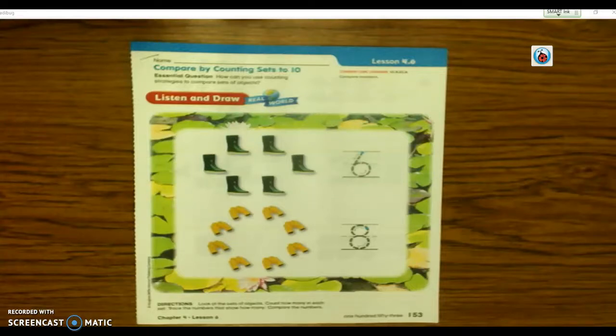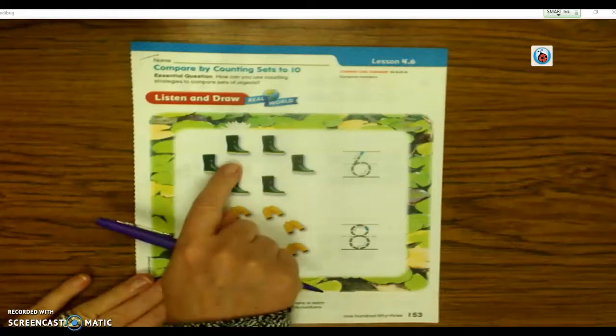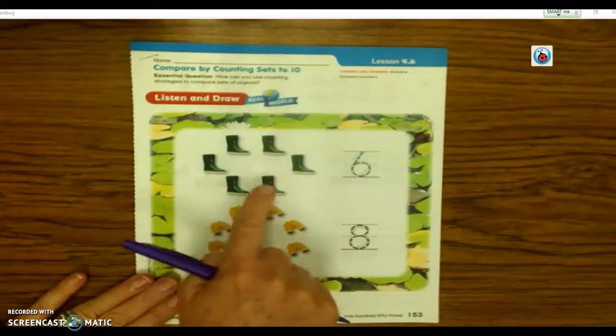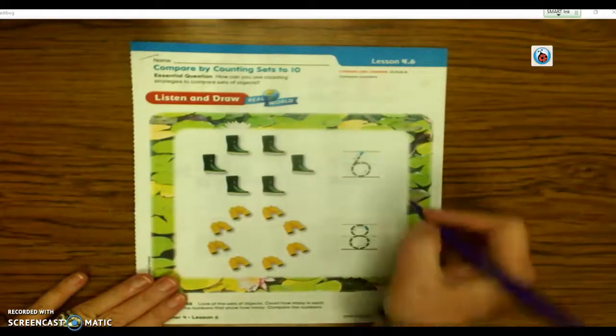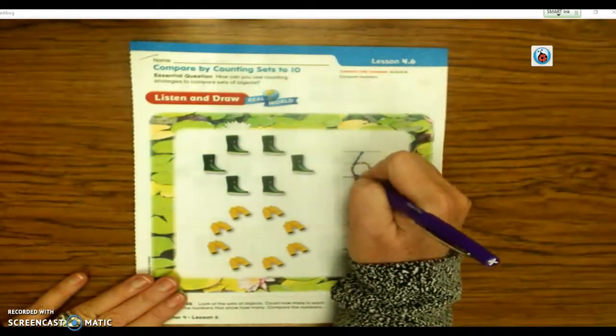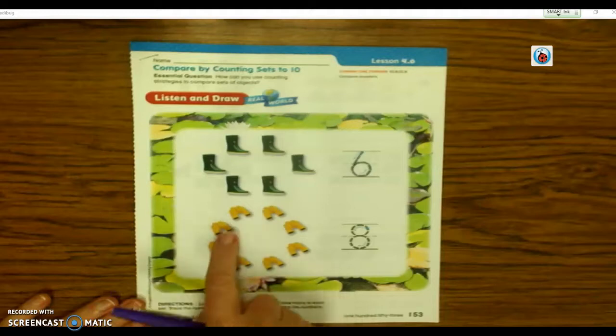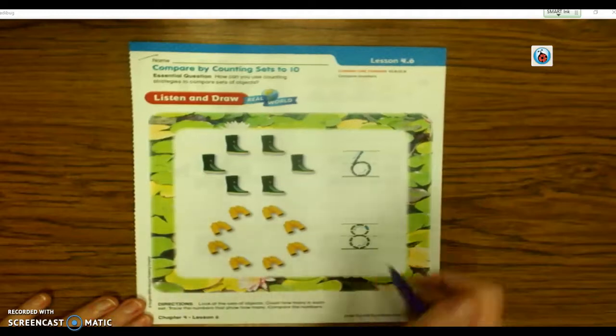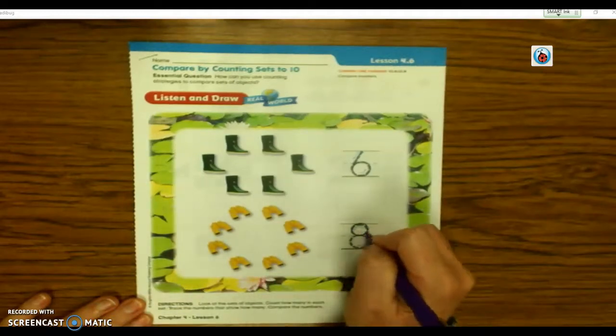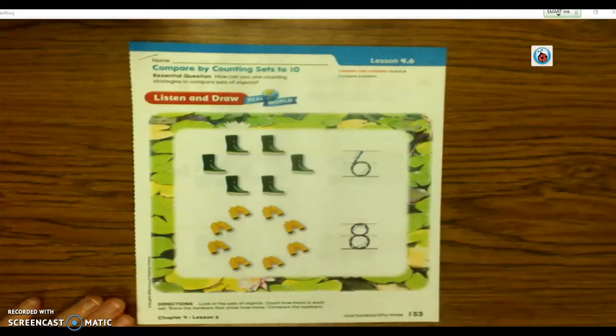All right, so they've done these first ones for us, so that makes it super easy. How many boots are there? 1, 2, 3, 4, 5, 6. They wrote a 6. We just need to trace it. How many binoculars are there? 1, 2, 3, 4, 5, 6, 7, 8. We just need to trace it. Make sure you're using a pencil.